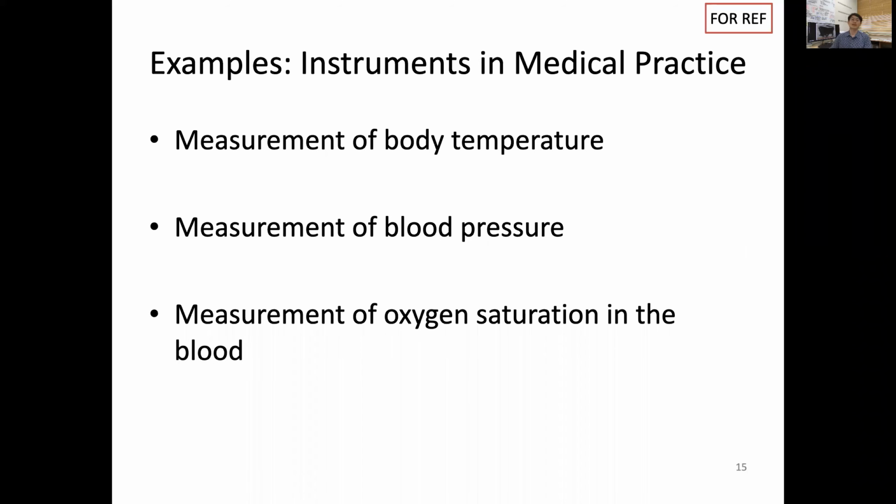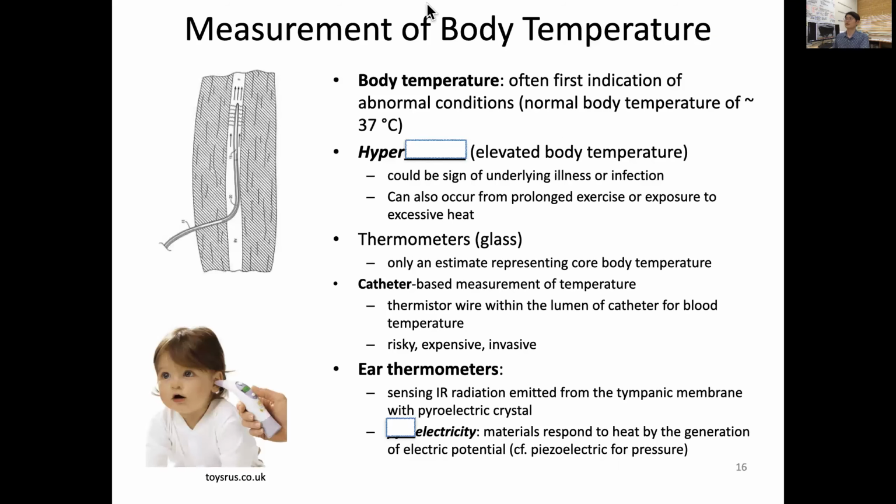Hi, now let's discuss instruments in medical practice. I want to give you about three examples: measurements of body temperature, blood pressure, and oxygen saturation in the blood. So measuring body temperature is easy. You can see nowadays a very easy way to measure body temperature.